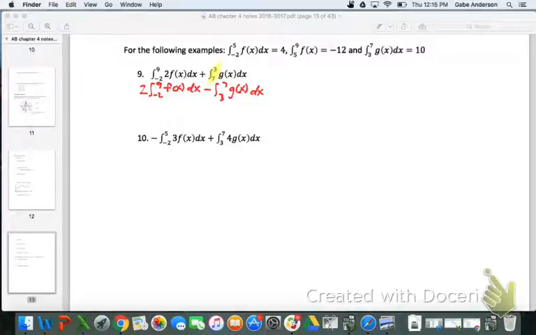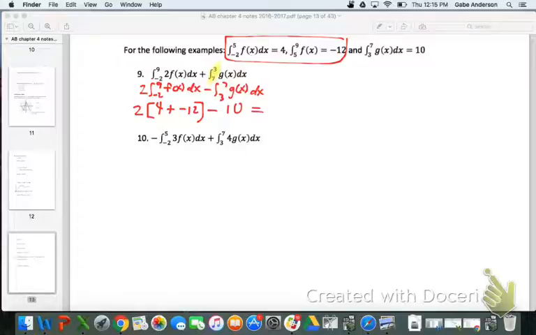So earlier I said there is no integral from negative 2 to 9. You said, well, actually there kind of is. Isn't it right here? Isn't it just the sum of those two? So we would go 2 times, from negative 2 to 5 is 4, and from 5 to 9 is negative 12. Just the sum of those two would give you the whole integral. Minus the integral from 3 to 7 of g of x was 10, so we could write minus 10.